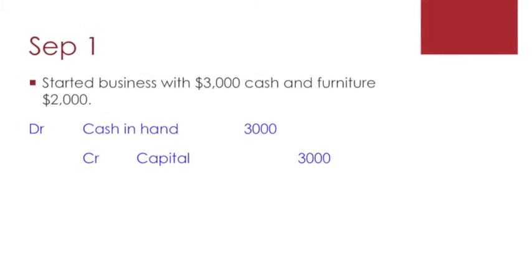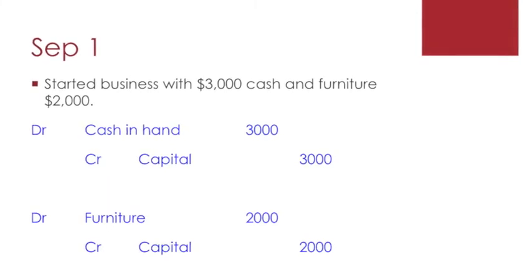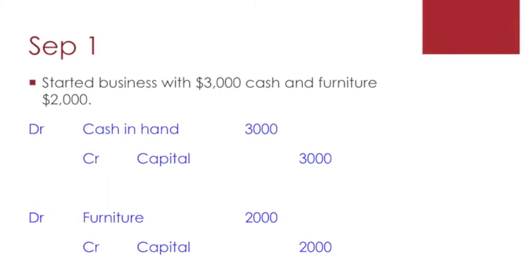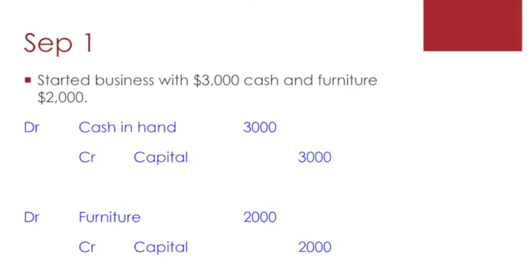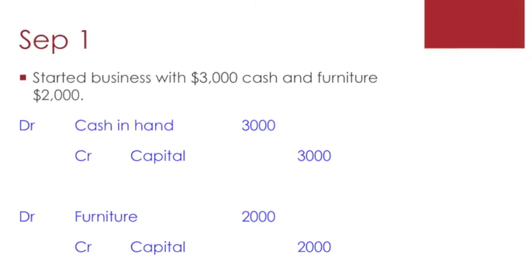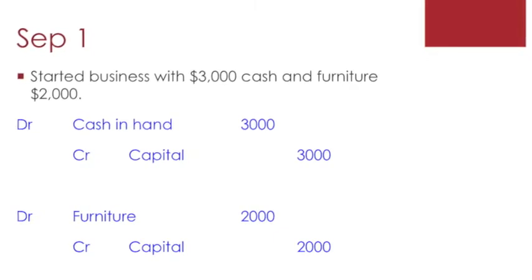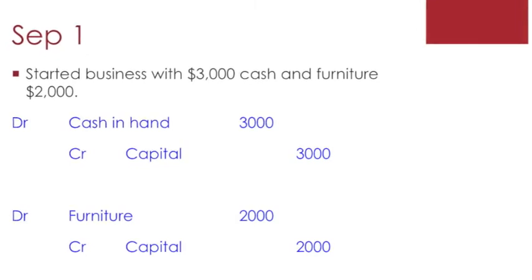and the owner has contributed the business $3,000. The next set of double entries will be that the business has increased in terms of furniture. So therefore it's debit furniture 2,000, and because this furniture is contributed by our owner, therefore it's a credit capital 2,000.